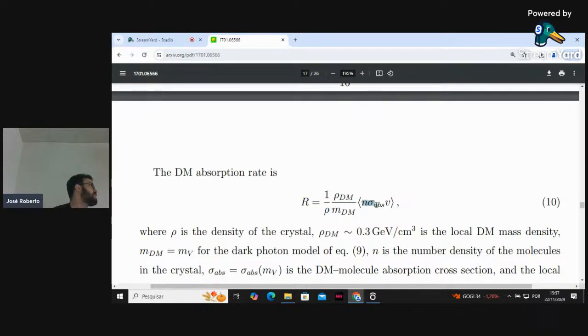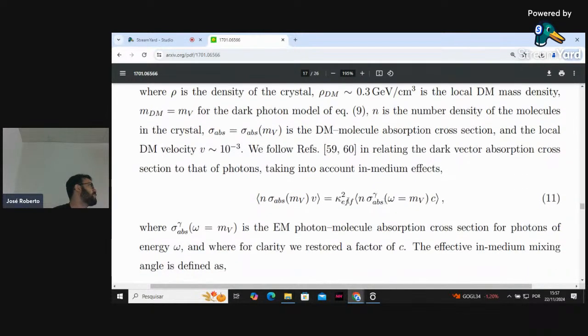This here is the cross-section for absorption of dark matter. But in similar papers, we find that there is a relation between the cross-section of absorption of dark matter and the cross-section of absorption of a photon of frequency around the same mass as the dark photon here, which will be the vector dark matter.